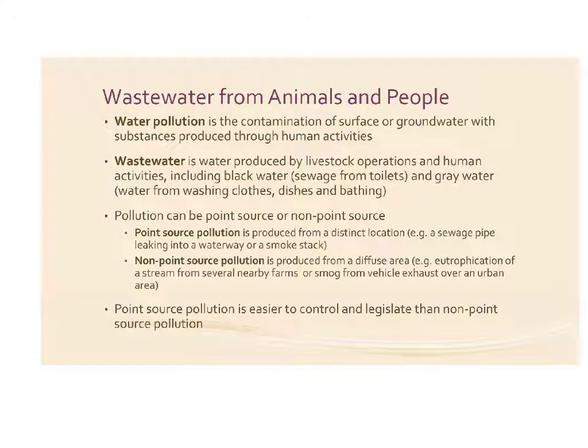So, wastewater from animals and people. Water pollution is defined as the contamination of surface or groundwater with substances produced through human activities. Wastewater is water that's produced either by livestock operations or by human activities, including black water, which is sewage from toilets, and gray water, which is water from washing clothes, dishes, and bathing.